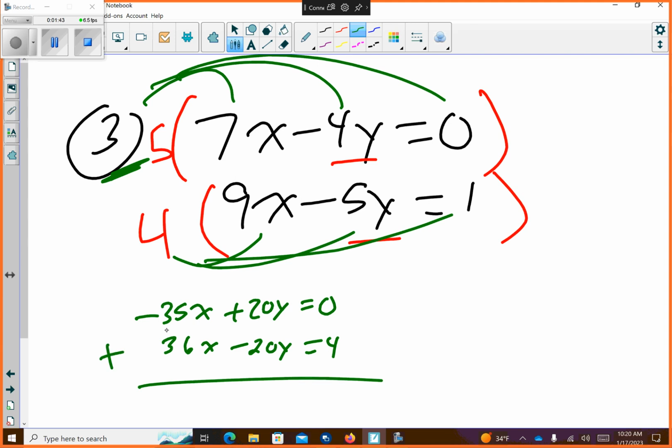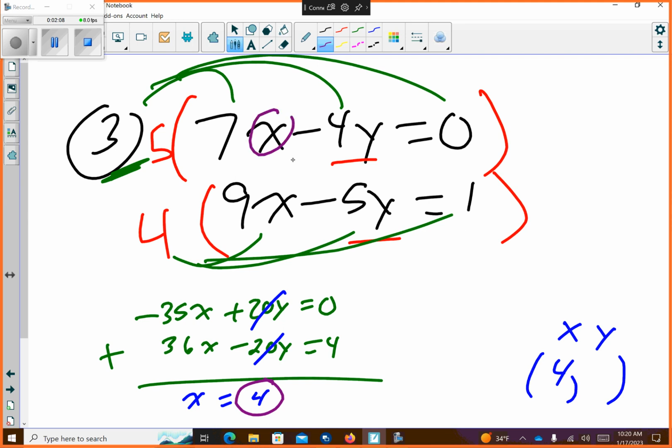So the nice thing is, once it gets to this point, if I add these together, negative 35 plus 36 is 1x, or just x. The y's cancel, so I find that x is equal to 4. Am I done at this point? No. I still need to figure out what my y value is. So I'm going to take that and plug it either into the top or the bottom. I'd probably plug it into the top.